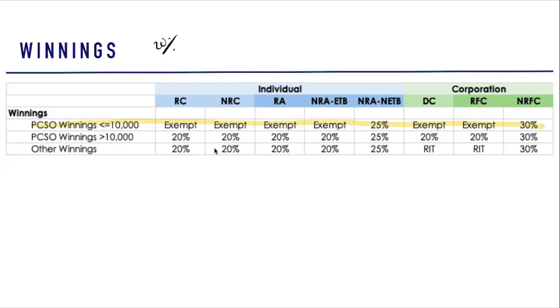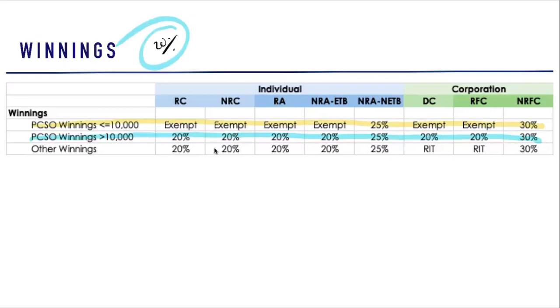If the winnings is more than 10,000 for PCSO, 20% for resident citizen, 20% for non-resident citizen, 20% for resident alien, 20% for non-resident alien engaged in trade or business, non-resident alien not engaged in trade or business, 25%, domestic and resident foreign corporation, 20%, and NRFC, 30%. So still, the general rule is 20%.